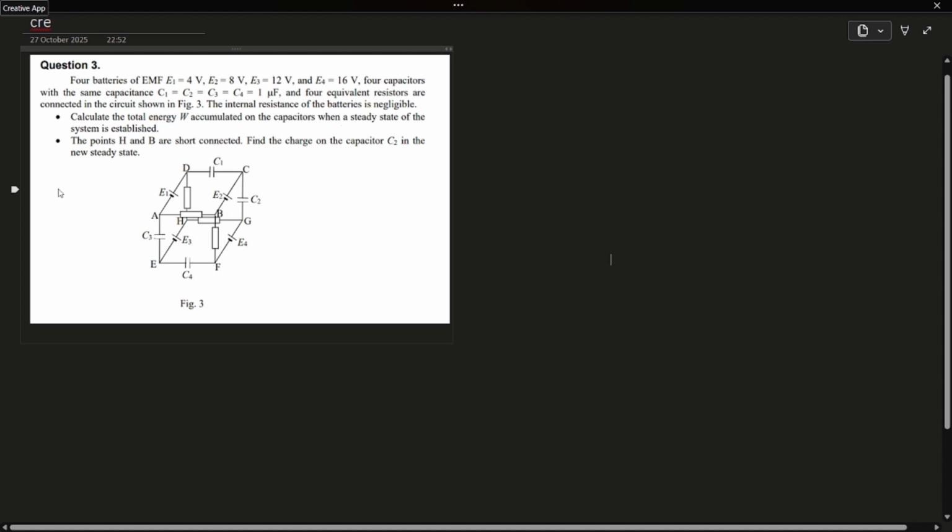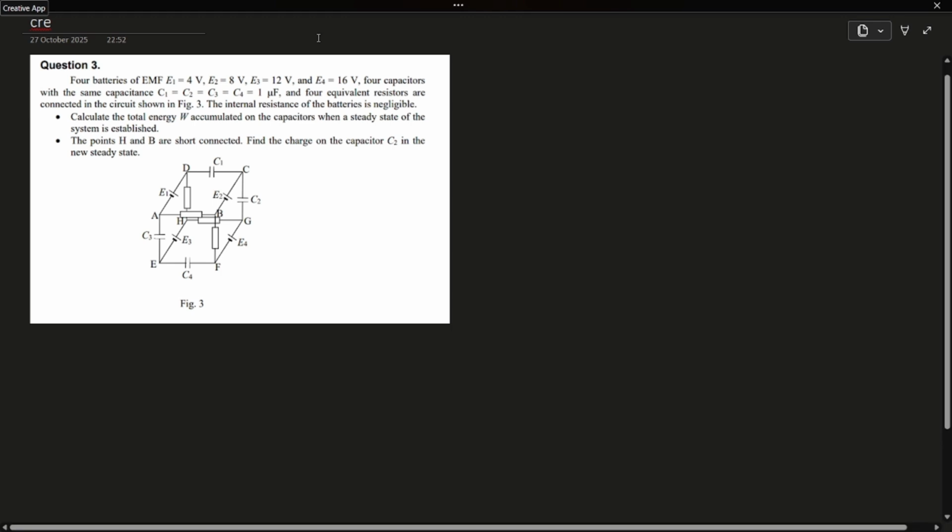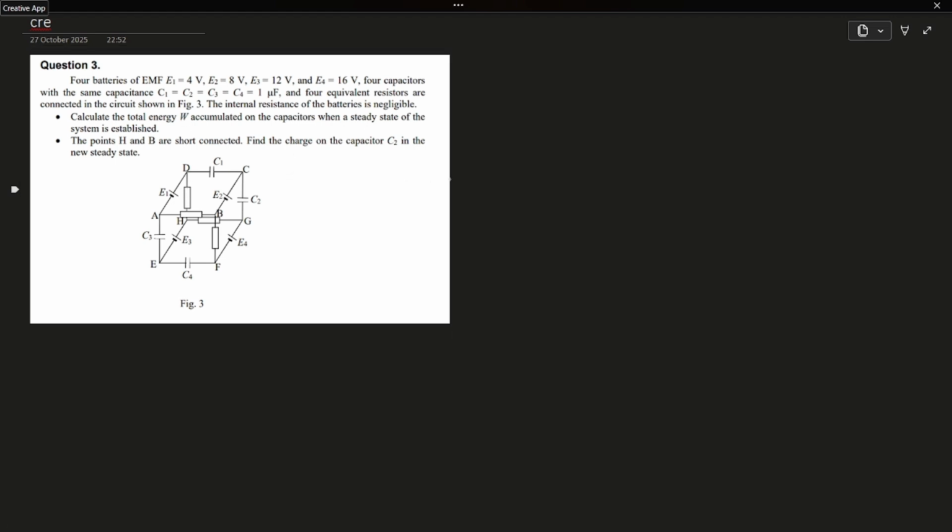So let's first draw the cubic system in 2D. Let's see how I draw. Okay, I am taking this A, B, C, D of a face. You can take anything. So here is A, there is a resistor, B, then there is a battery. Resistor is R.